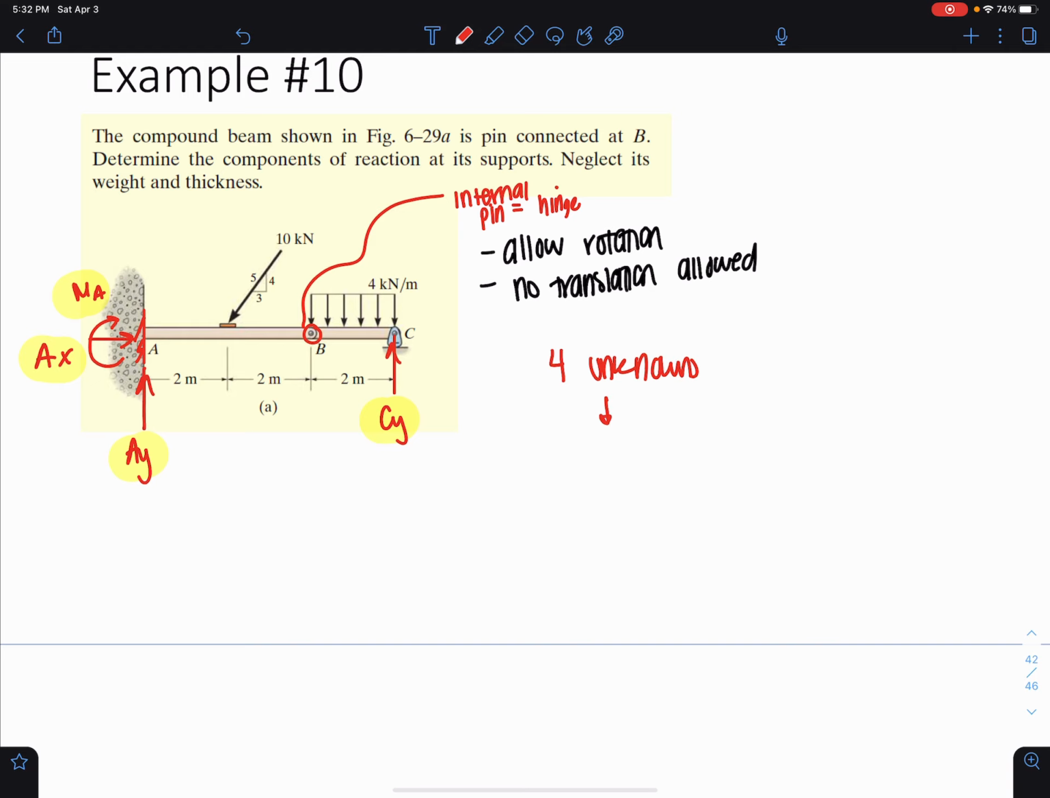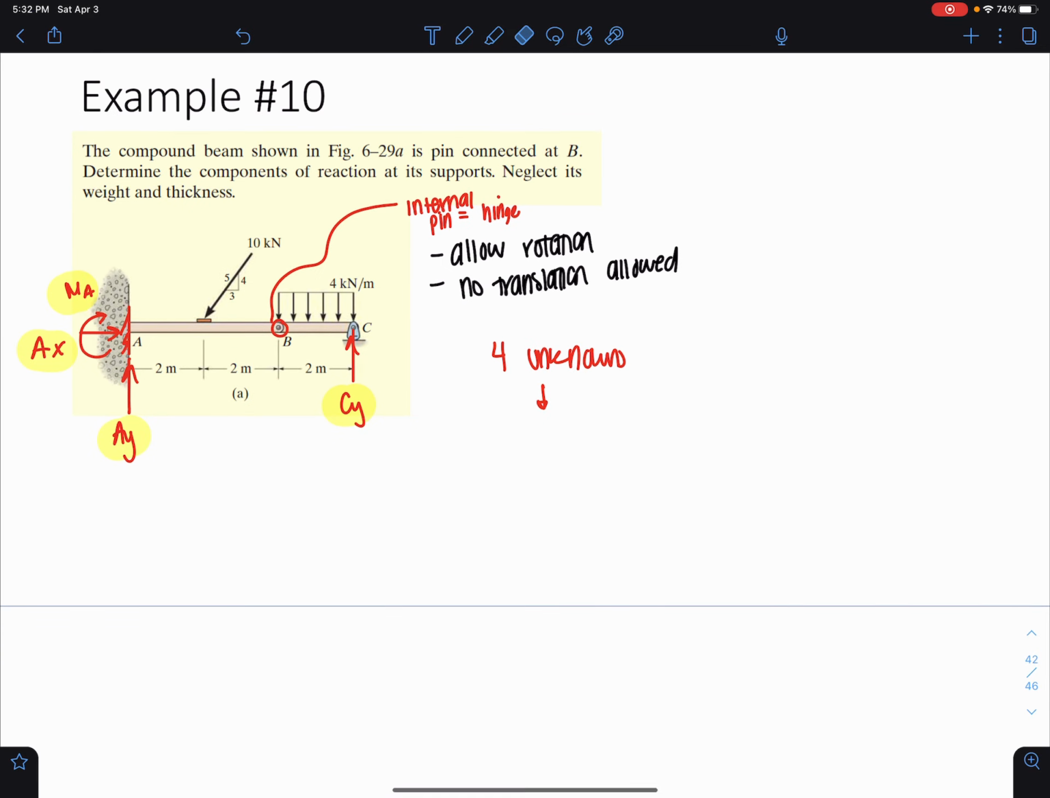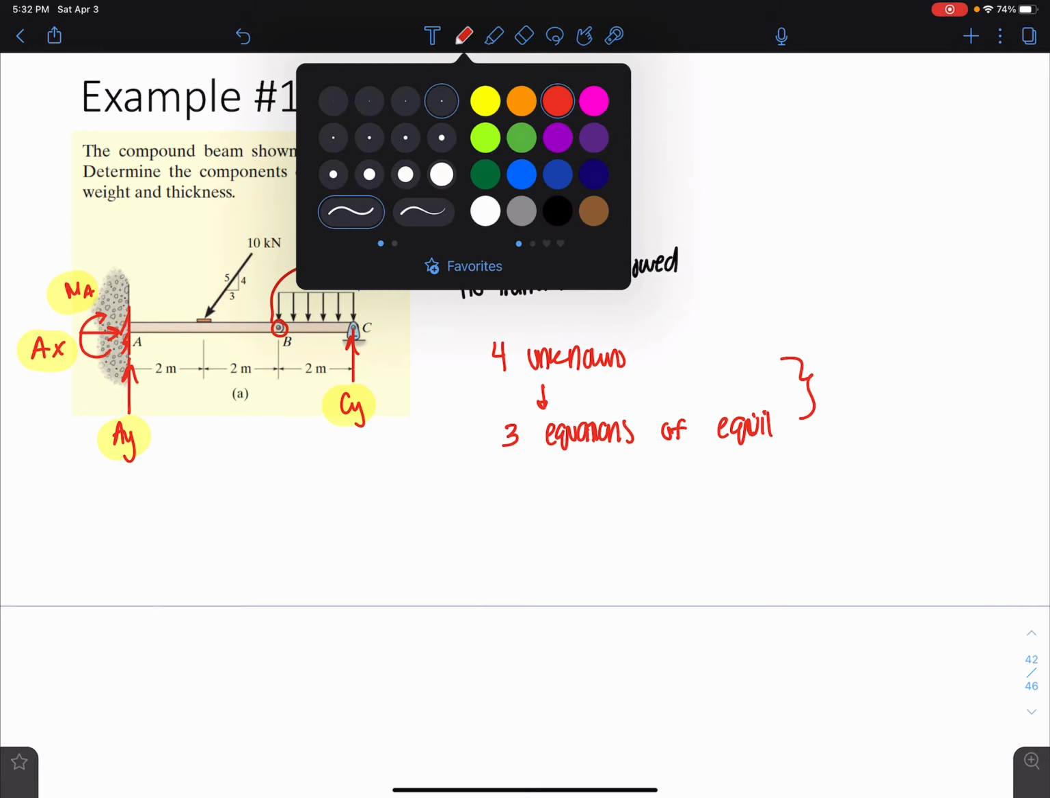But I only have three equations of equilibrium to use, right? So this isn't going to work. I can't solve for four unknowns with three equations. So what I have to do is I have to split the structure up.